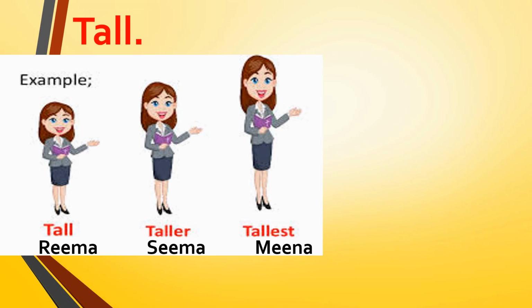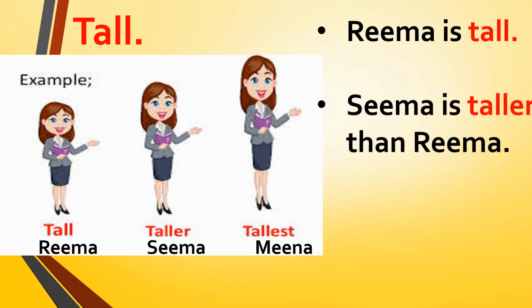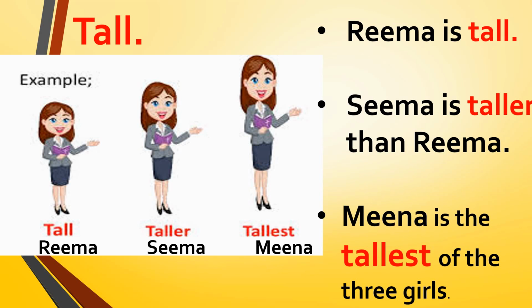Example, tall. Rima is tall. Seema is taller. Meena is tallest. Reema is tall. Seema is taller than Reema. Meena is the tallest of three girls.